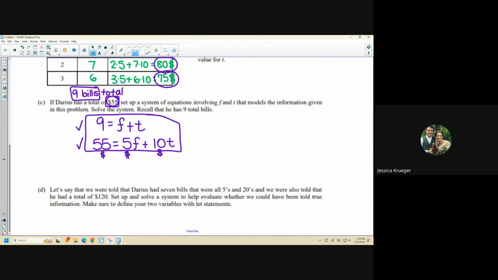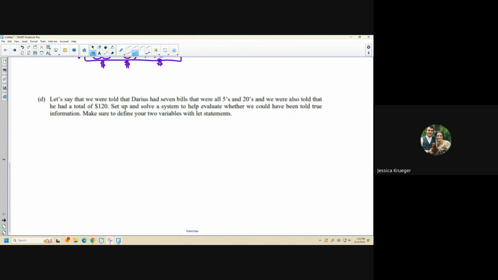Let's look at part D. Let's say that we were told that Darius had 7 bills that were all 5s and 20s. And we were told he had a total of 120. Set up and solve a system. Now, we're not going to solve it. We're just going to set it up.